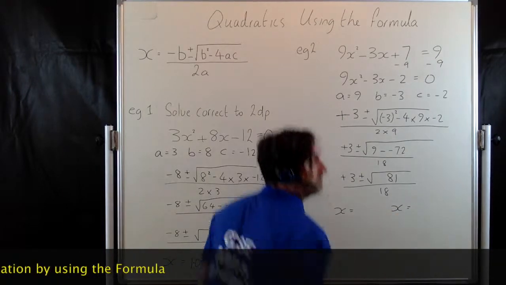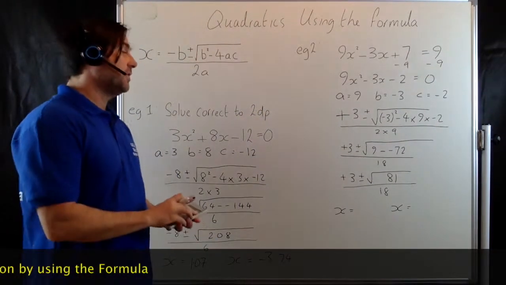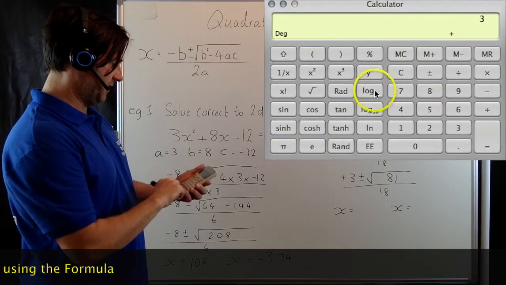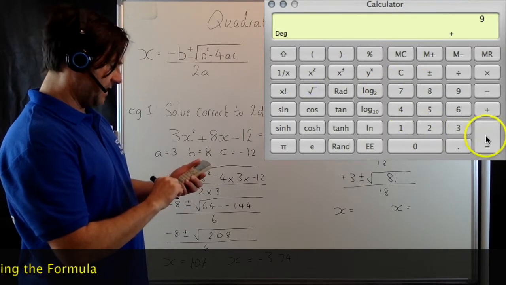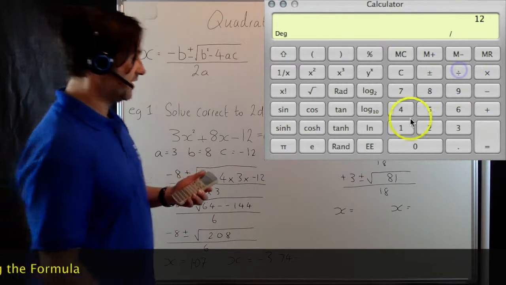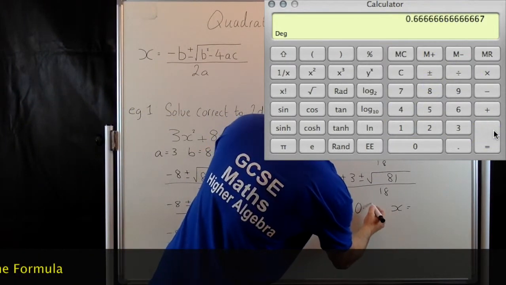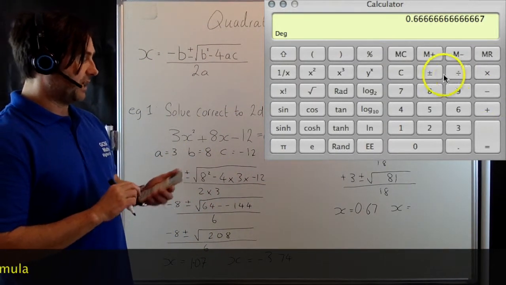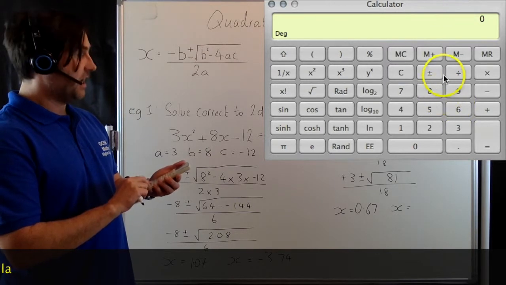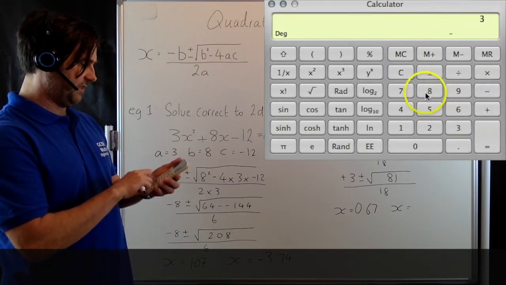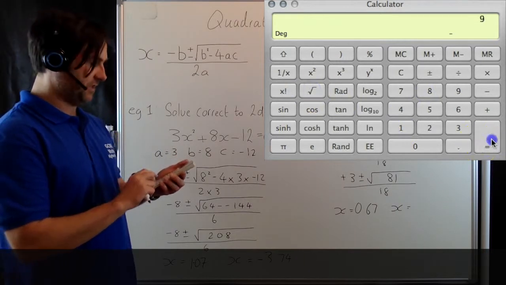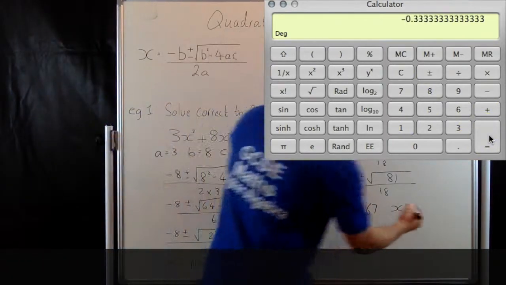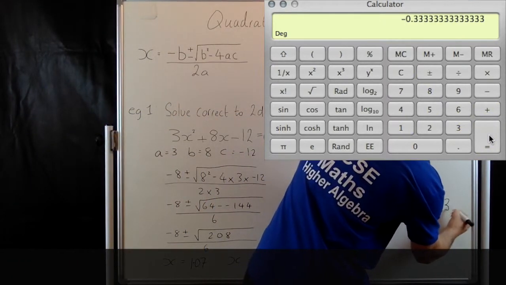So go to your calculator. First one, you've got to put the positive in. So we've got 3 plus the square root of 81 equals. Divide that by 18 and you're going to get 0.66, which is 0.67. Then we put our negative in, so I've got positive 3, I'm going to take away the square root of 81, which is going to give me negative 6. Divide that by 18, and my answer becomes negative 0.33.